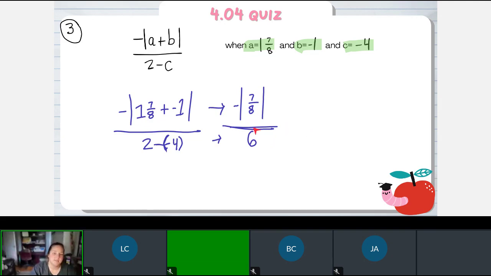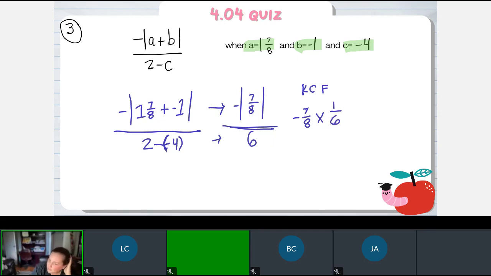And so what this really says is negative 7/8 divided by 6. Okay. And we don't want to divide that. We would rather multiply. So we're going to use the keep, change, flip rule, KCF. And we're going to keep 7/8, change to multiplication and flip. So right now 6 is the same thing as 6 over 1. If you flip that, it would be 1 over 6.